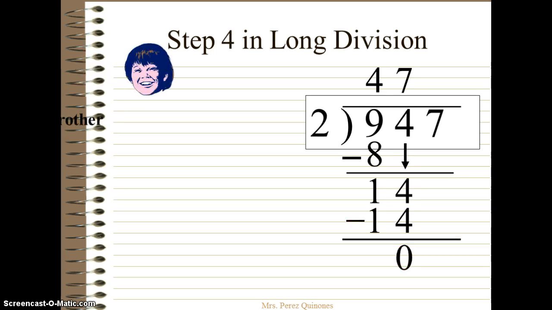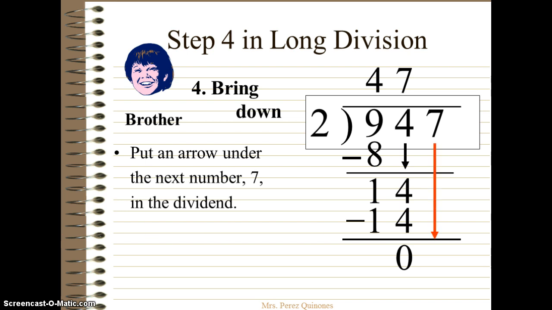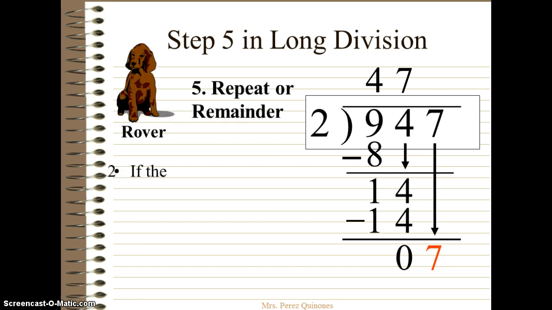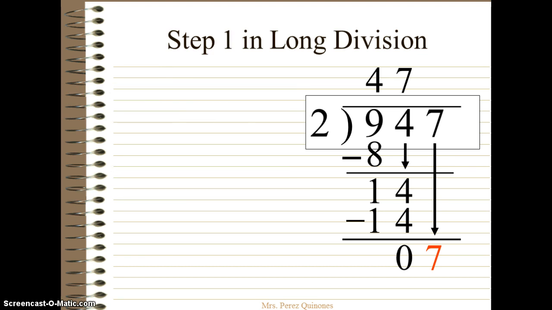Moving on to my brother. We're going to bring it down. Put an arrow under the next number, 7, in the dividend, like so. Bring the 7 down next to the 0. Rover, repeat or remainder. If the 2 will divide into your new number, 7, then repeat the steps of division.